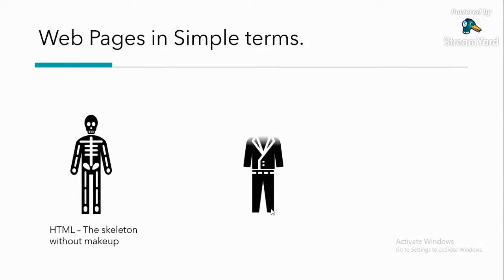Then comes the CSS. When you give some life, like when you decorate something, you give some clothes, you give some colors to your skeleton, then it looks a little bit better than before, right? So CSS is that part which makes the web pages look beautiful.